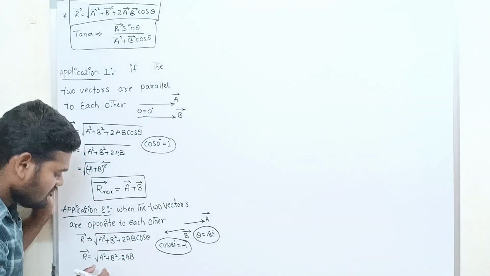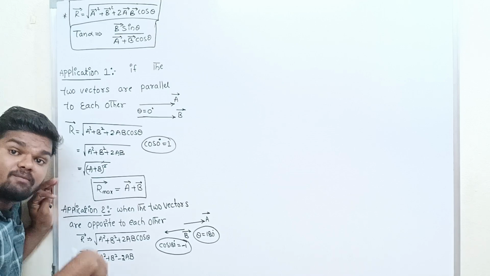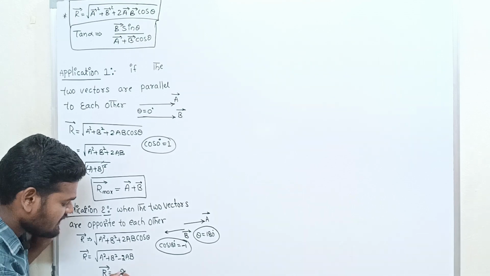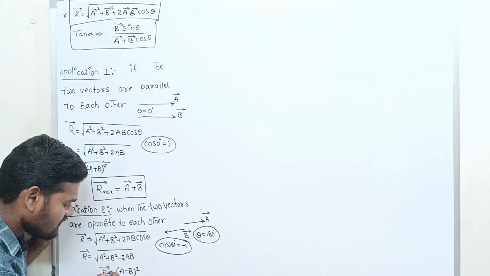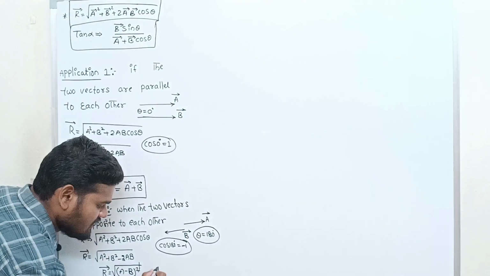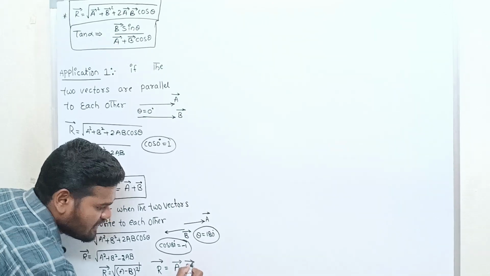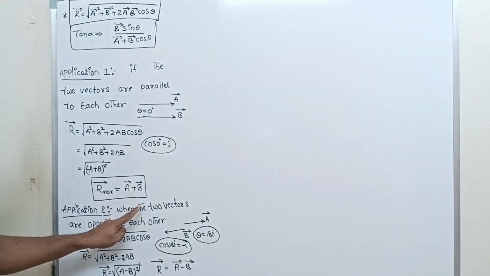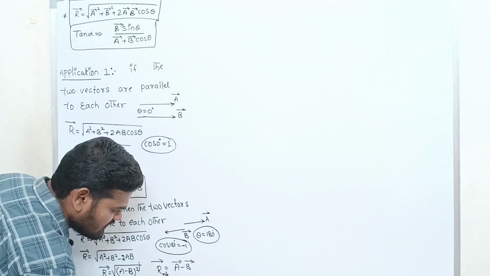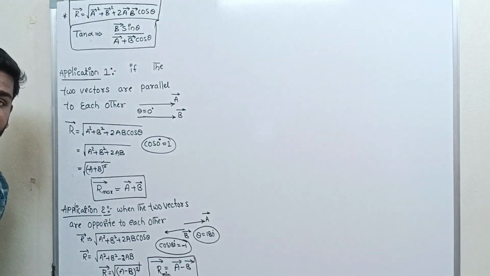That's it. Let's have a look. A square plus b square minus 2ab is in the form of a minus b whole square. So r bar equals the square root of a minus b whole square. Here the square root gets cancelled out. Then finally you will get r bar equals a bar minus b bar. Have a look. This is a plus b, and this is a minus b. This is the minimum value of the resultant vector.